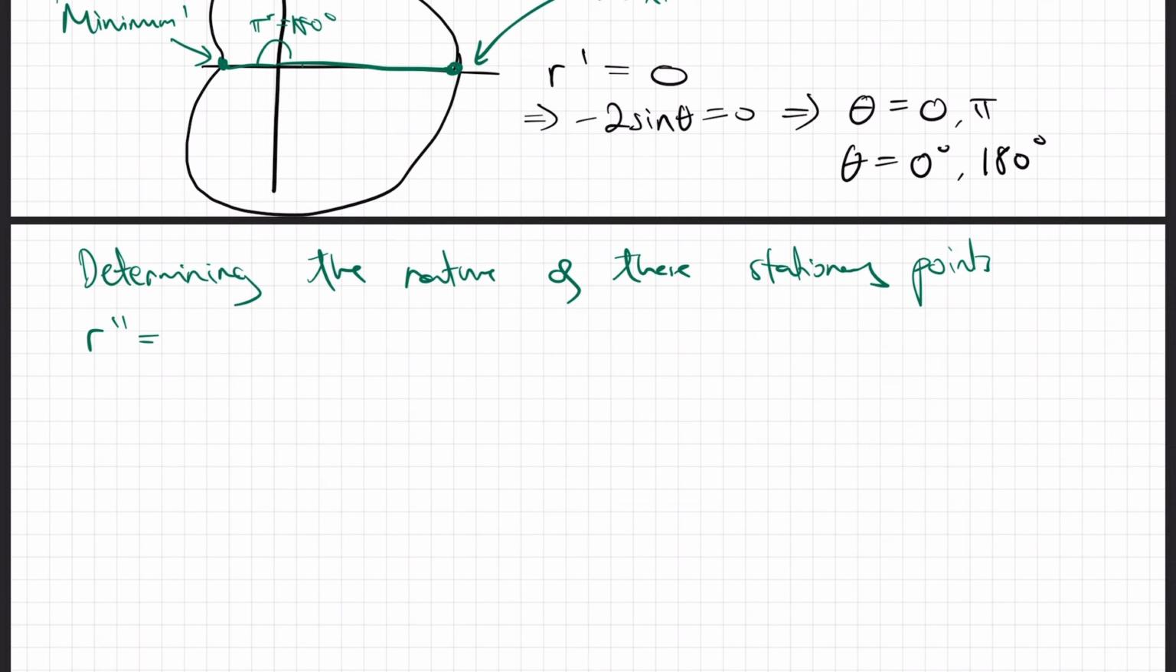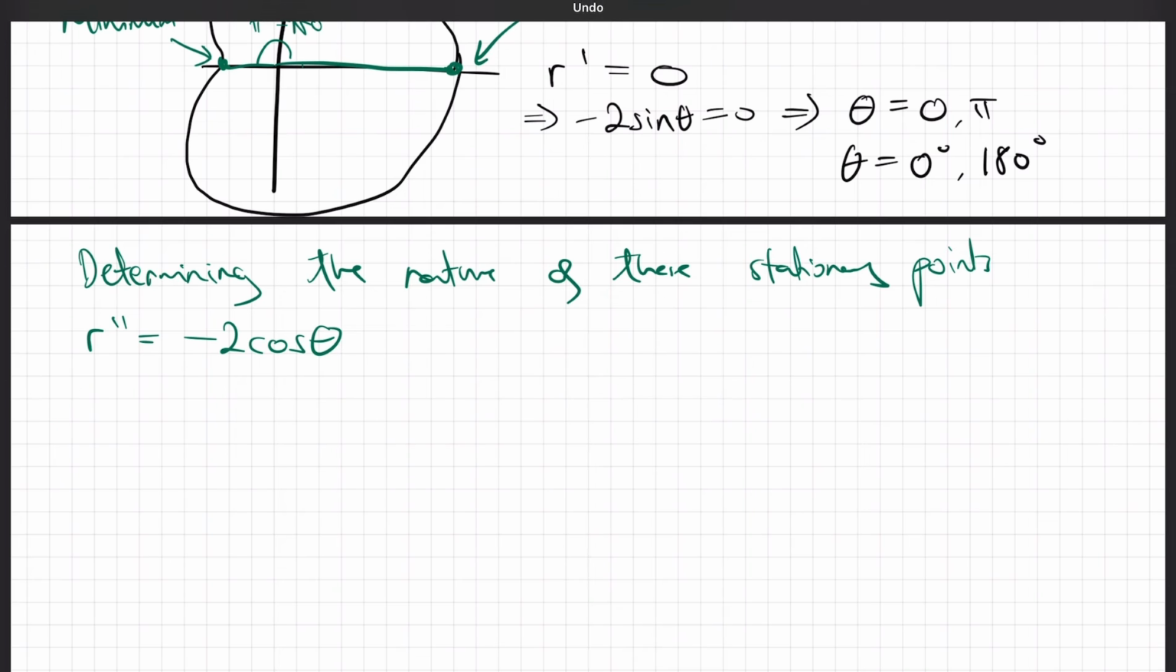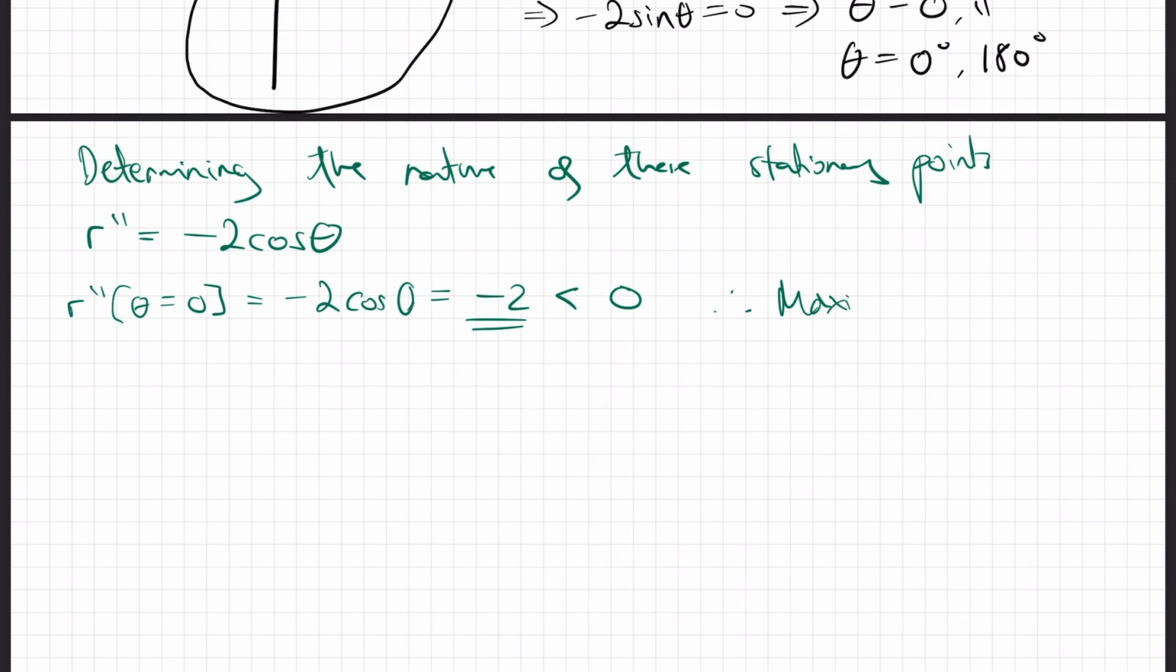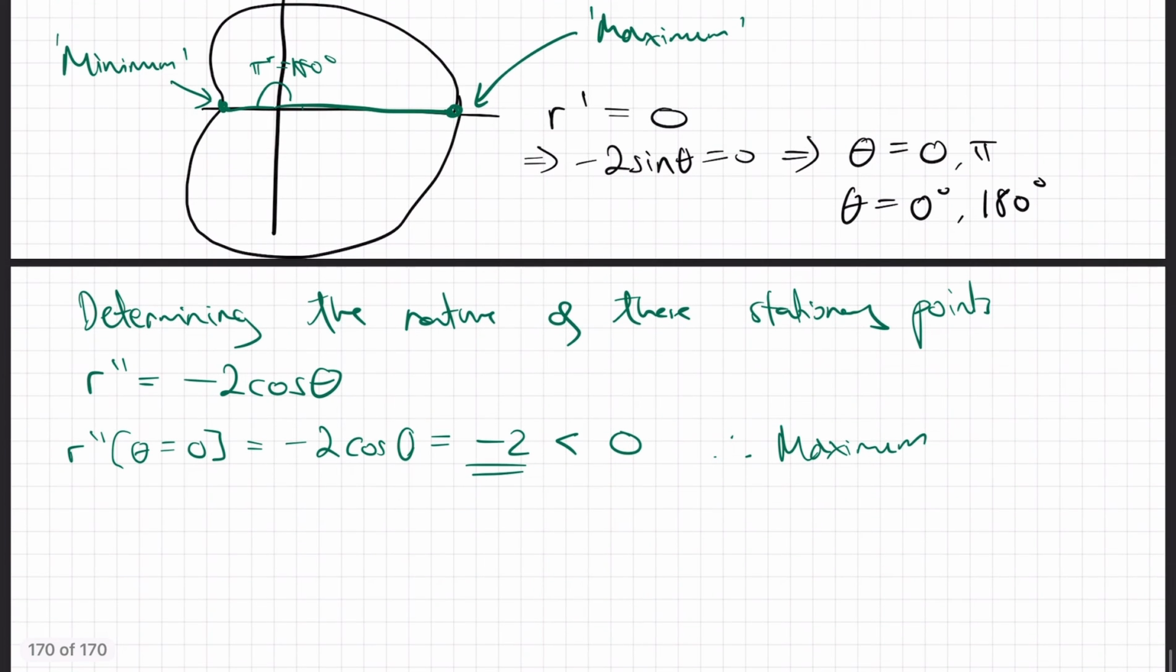So we're looking at the rate of change of dr by d theta. And the second derivative is going to just be minus 2 cos theta. Now, if we put theta equals 0 into here, so r double dash when theta equals 0, we're going to get minus 2 cos of 0, which is just minus 2, which is less than 0. So therefore, this is going to be a maximum. If you don't know where this comes from, you should watch the video on the Cartesian stationary points, but you can see that we've concluded that's a maximum.